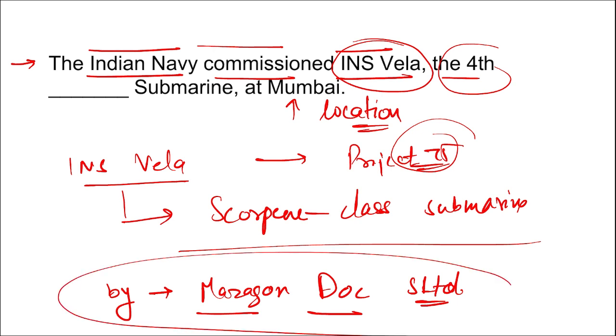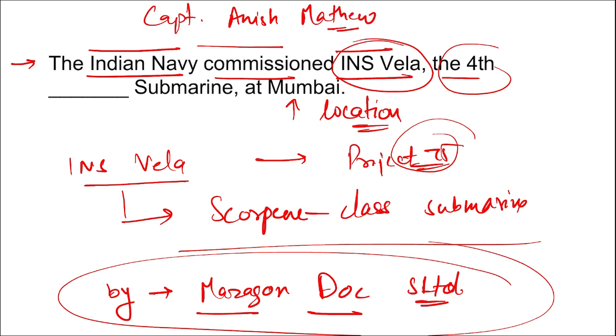Mazgaon Dock Shipbuilders Limited also developed INS Vela, the fourth Scorpion class submarine. All right, it has advanced stealth and combat capabilities. It can perform anti-surface and anti-submarine warfare, area surveillance, intelligence gathering, and many others. One more question that can be asked from this is, who is the commanding officer of INS Vela? Captain Anish Matthew is the commanding captain of INS Vela.